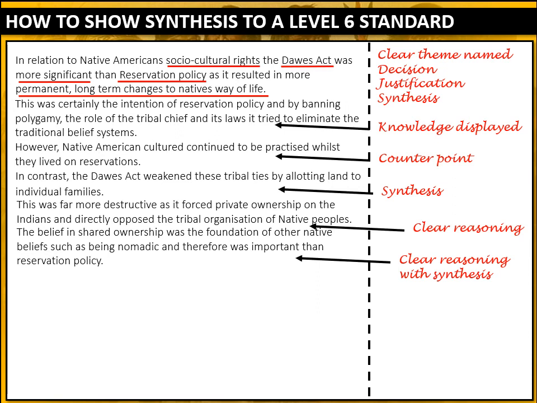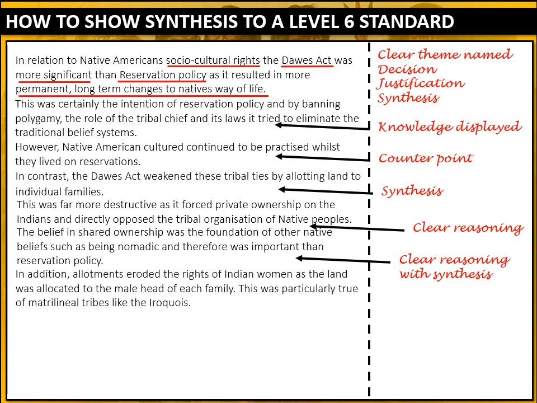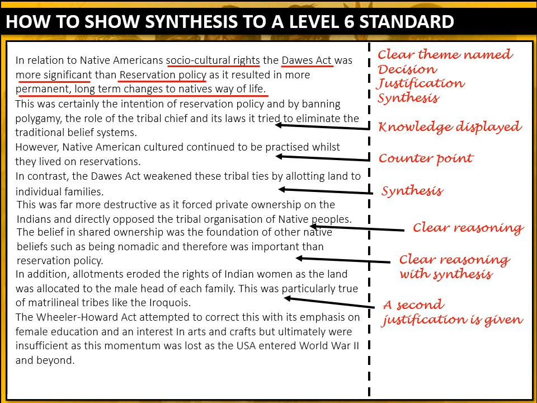I've got an argument that I am trying to justify. I'm being disciplined here. I'm not writing everything down that I know about the Dawes Act and reservation policy. I'm being self-controlled. I'm only mentioning what supports my argument. And I've synthesized 3 times already. But I carry on, because then I make a second point, that Indian women also suffered. That's true. I said that in the first example, but I wasn't using it to construct an argument.